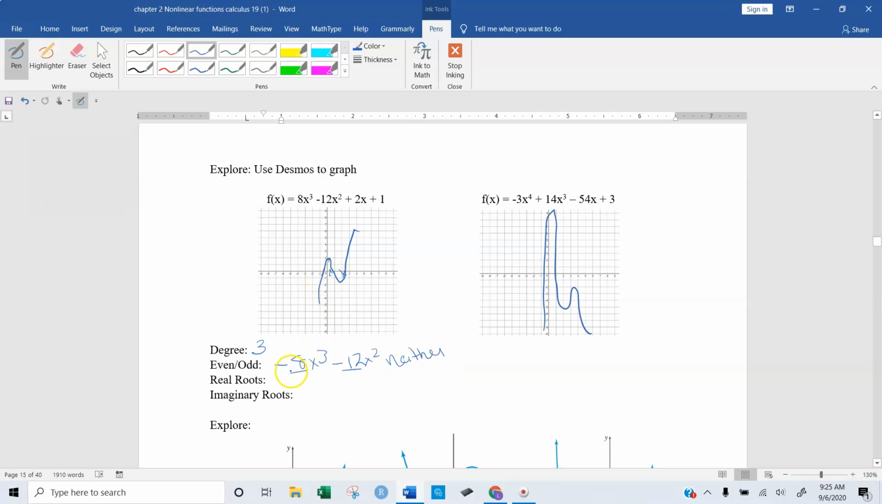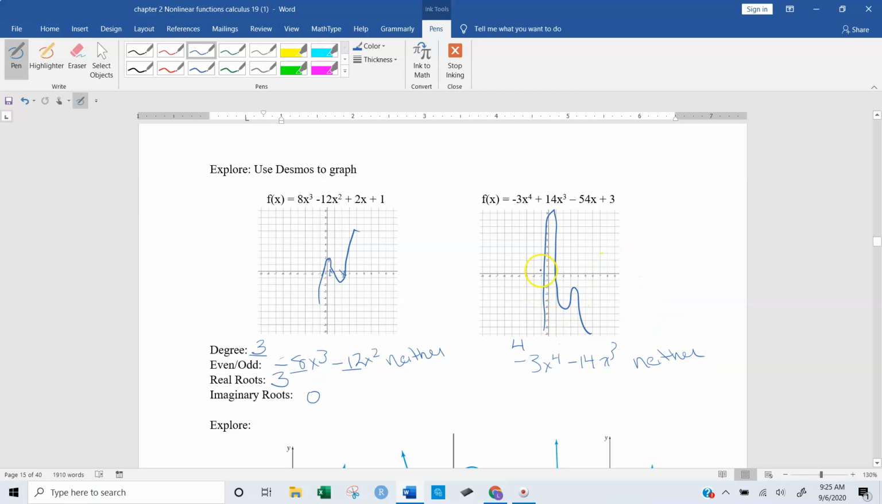Real roots, it crossed the x-axis 3 times. Since there's only a possible total of 3, I have no imaginary. All right, so this one here has degree of 4. When you plug in your negative, the first one stays, right? So that's negative x to the 4th, but the second one changes. So since it's neither the same nor the opposite, it's neither even nor odd.